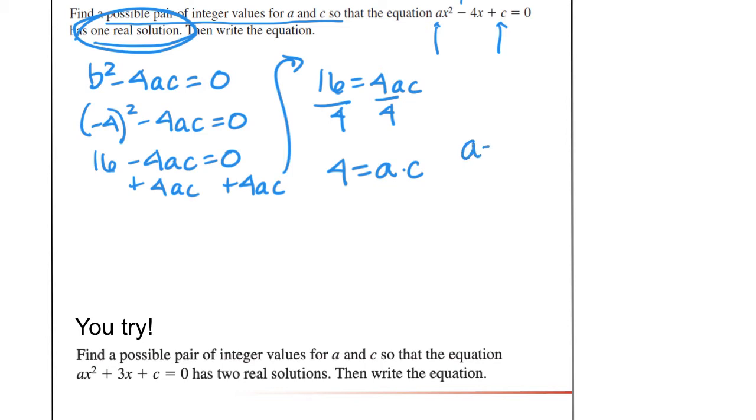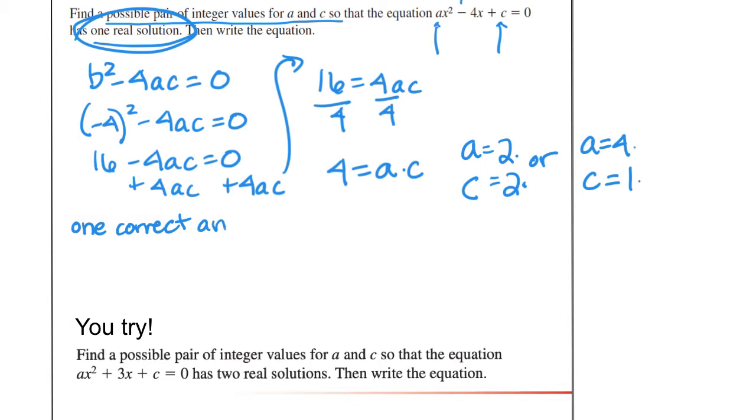So I could make a equal 2 and c equal 2. That's one option. Or I might make a equal to 4, and c equal 1, because 2 times 2 is 4, 4 times 1 is 4. So there are more, there's more than one correct answer.